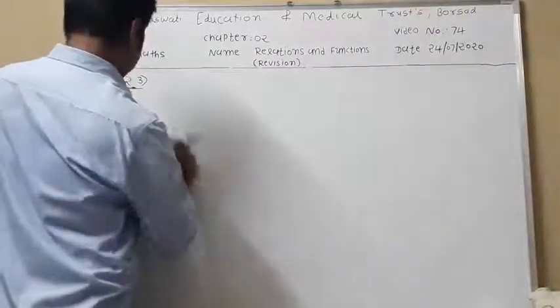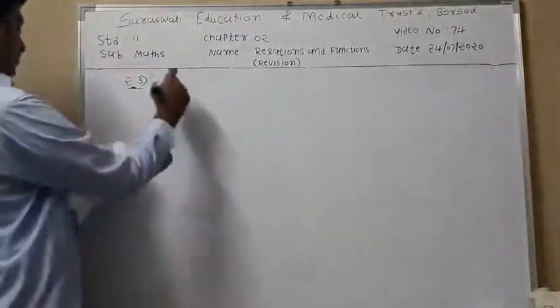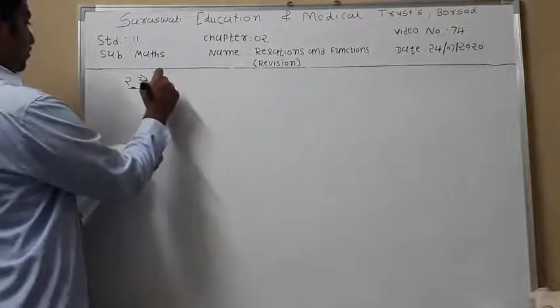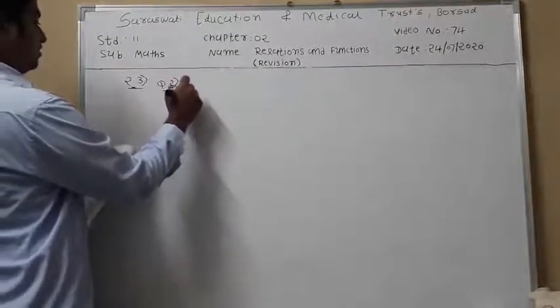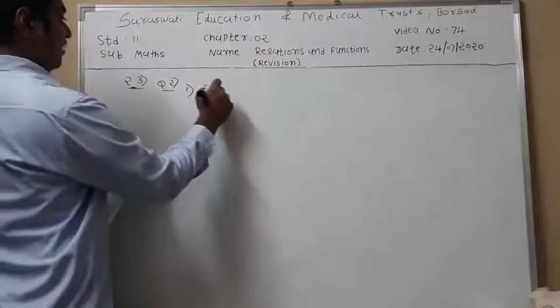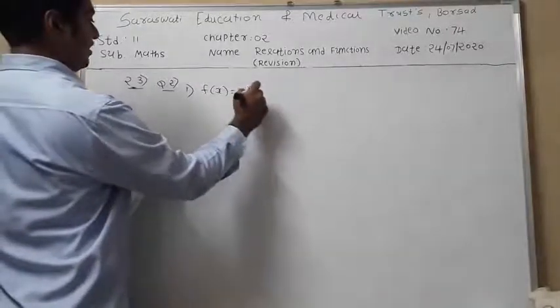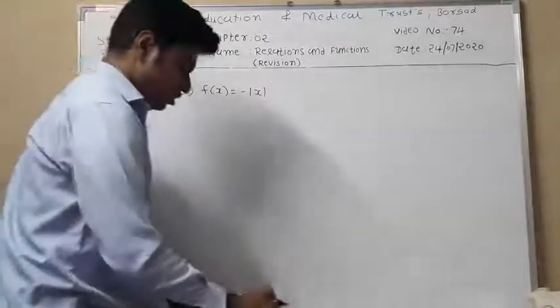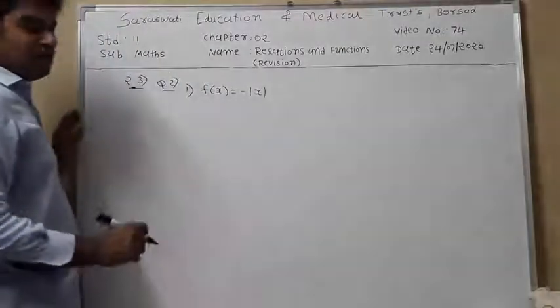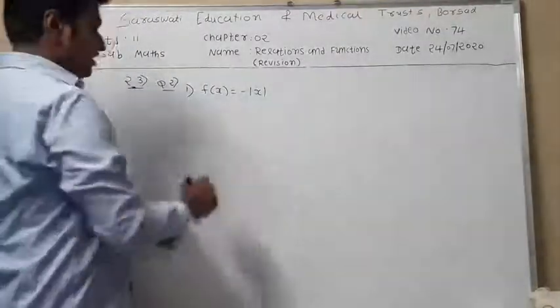Question number 2. Find the domain and range of the following function. First question: f of x is equal to minus mod of x. Our question is to find out the domain and range.